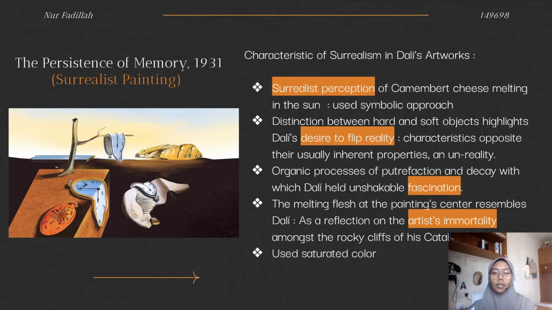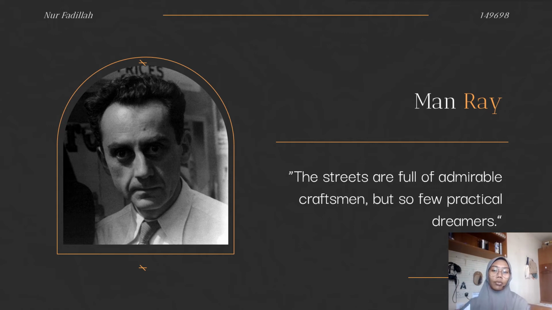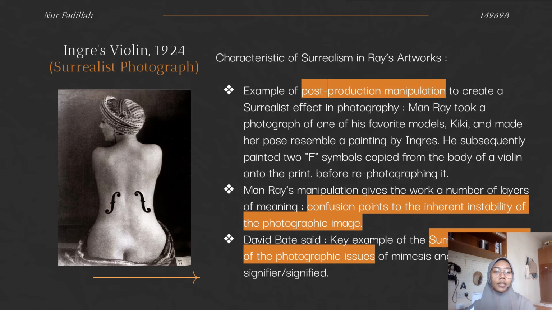So the next artist is called Man Ray. Man Ray is one of the surrealist artists as well, like Salvador Dali. He once said that the streets are full of admirable craftsmen, but so few practical dreamers. The artwork that I chose from Man Ray is a surrealist photograph entitled Violon d'Ingres, also known as Ingres's Violin, produced in 1924. It is one of the best known images in modern art.